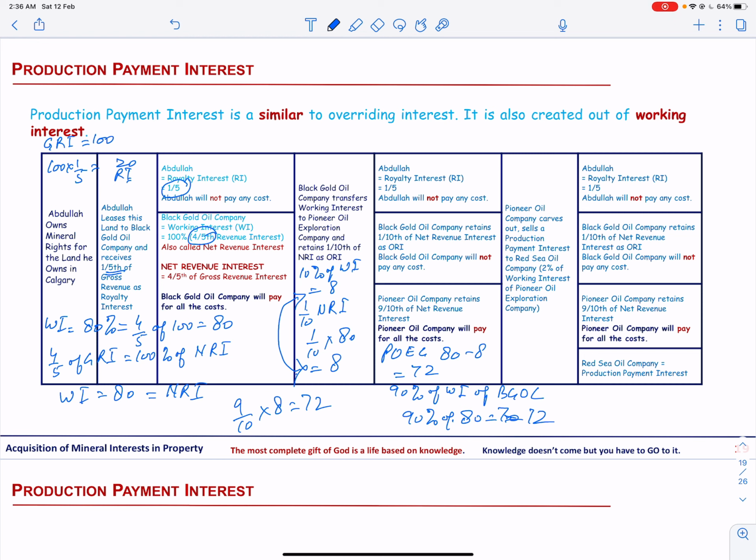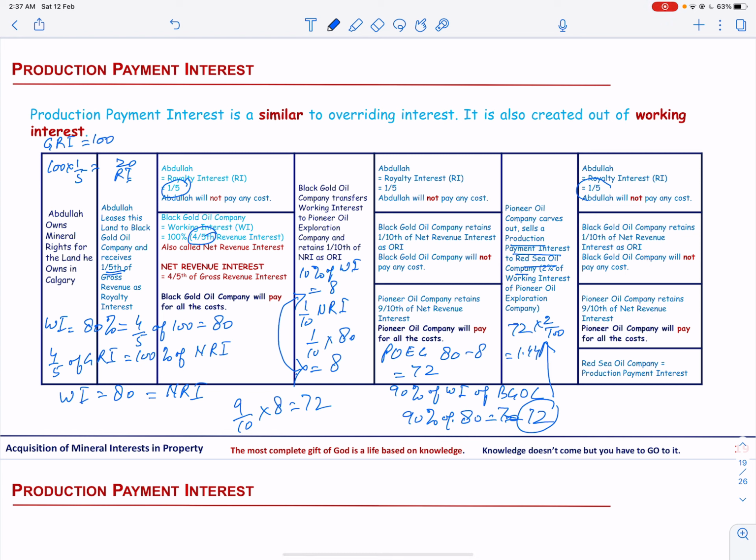Now, Pioneer Oil Company carves out or sells production payment interest to Red Sea Oil Company, and they agree for 2% of working interest of Pioneer Oil Exploration Company. Now, Pioneer Oil Exploration Company was having the working interest equal to 72. We have calculated just now. So 2% of this amount is equal to 1.44. So let us see now what happens.